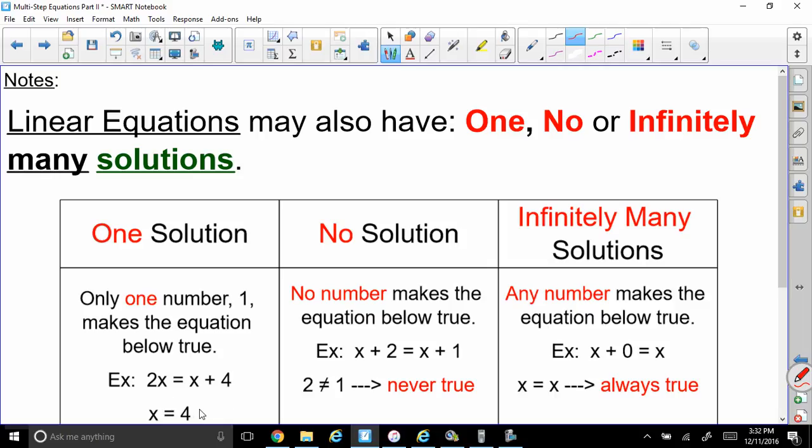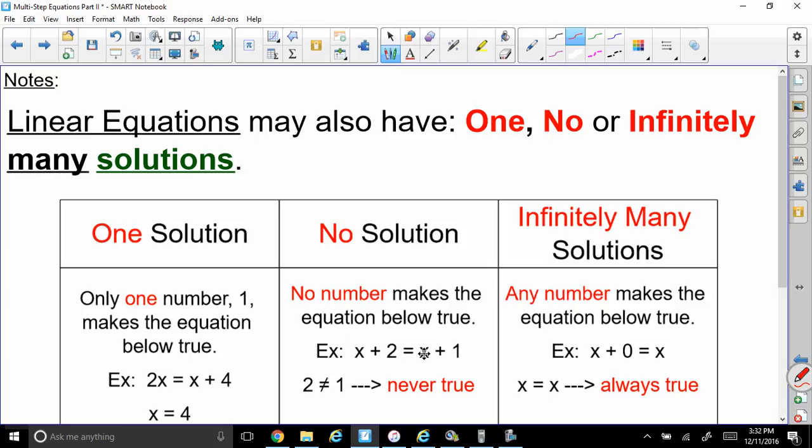So x will be 4. That would be the one solution. But sometimes we run into no solution, like with this equation. No number we can think of will make this equation true: x plus 2 equals x plus 1.